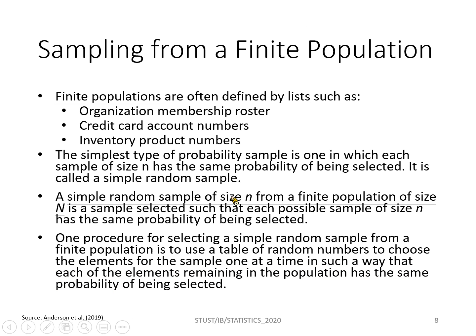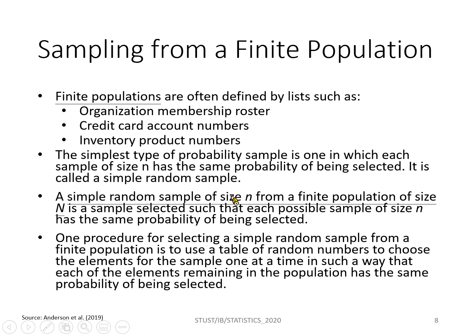So it would be a question of sampling from a finite population. A finite population is often defined by a list, such as an organization membership roster, credit card account numbers, or inventory product numbers. And just like the example from Electronic Associates Inc., you will find it has a total of 2,500 managers. So it's a finite population.